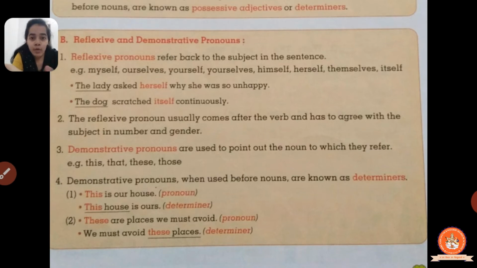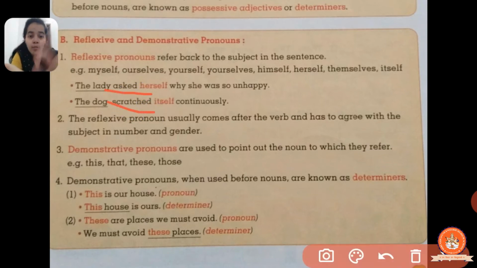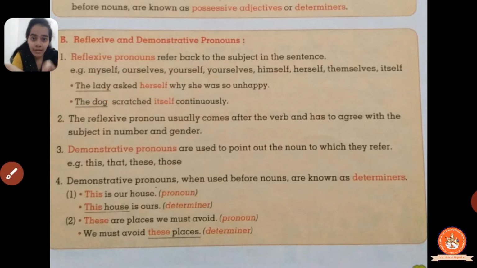Now, reflexive pronouns always come after the verb. As we saw in both the sentences, asked and scratched are both verbs, and we have used reflexive pronouns after the verb only, right? Herself and itself are both reflexive pronouns, and we have used them after the verb. We have to make sure that whatever reflexive pronoun we use has to agree with the subject in that sentence, in number and in gender. If we are talking about a girl or a boy, and in number, if we are talking about one person or two, it might be in the singular or the plural form.